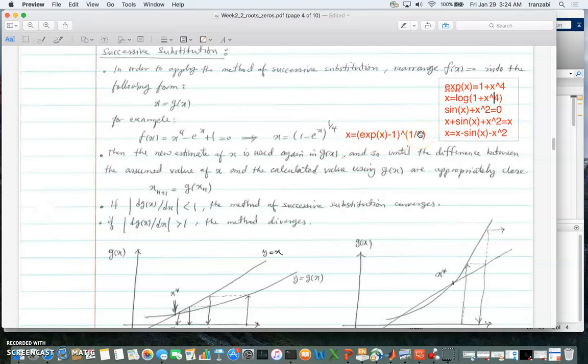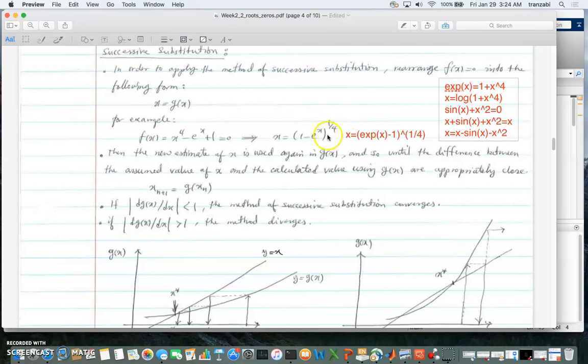So it's not a unique way of doing this. Depending on how we split it, the convergence of the method will be different. None of them is wrong, and none of them is actually correct. We can't say anything unless we check the conditions we're going to see in a minute. We basically program it, use an initial guess, and see which one converges faster and which one converges more slowly.